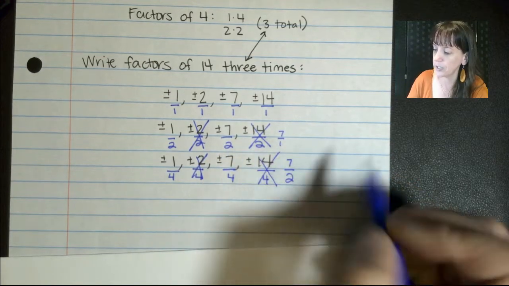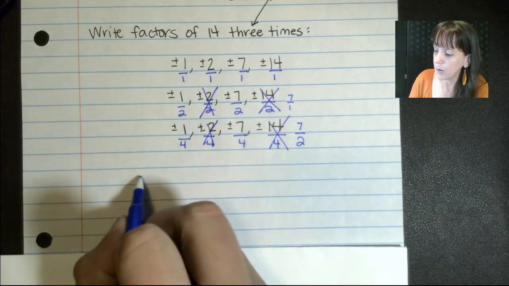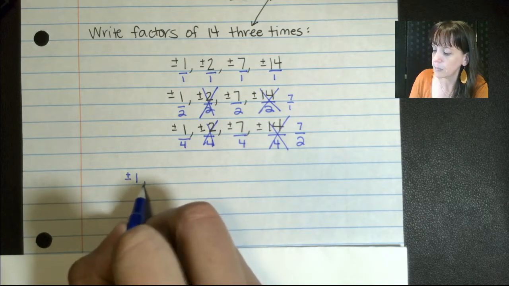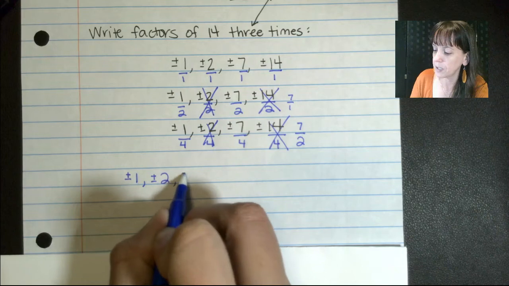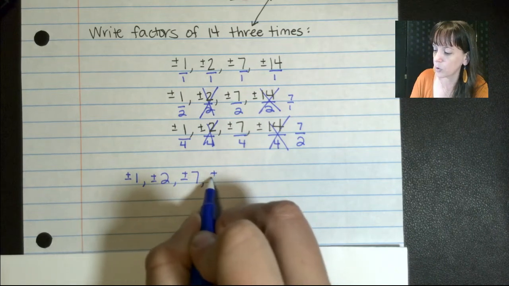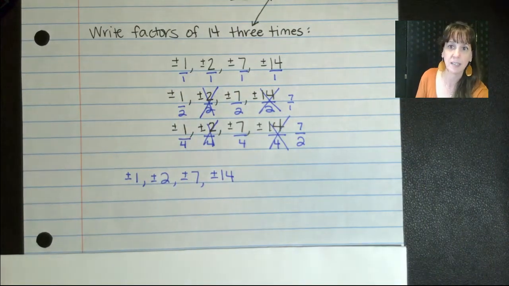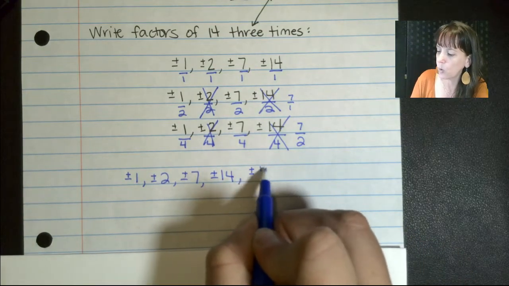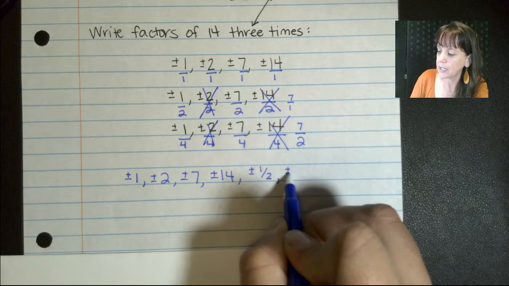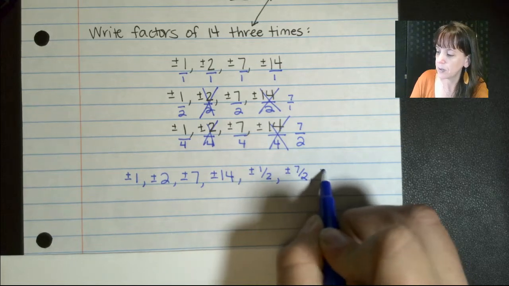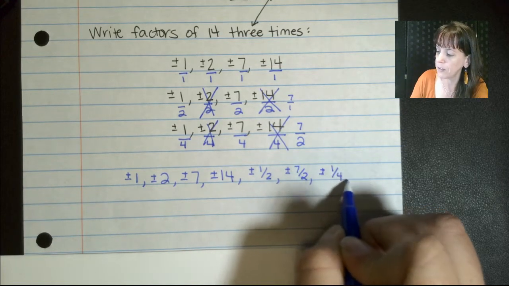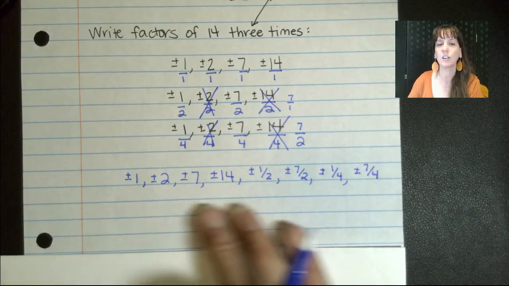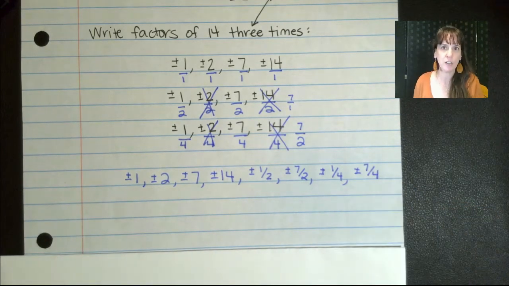So our possible rational roots are going to be plus or minus 1, plus or minus 2, plus or minus 7, and plus or minus 14. When you're writing these down, you have to do plus or minus because it could be positive or negative. We also have plus or minus 1/2, plus or minus 7/2, plus or minus 1/4, and plus or minus 7/4. So this is our complete list of possible rational roots.